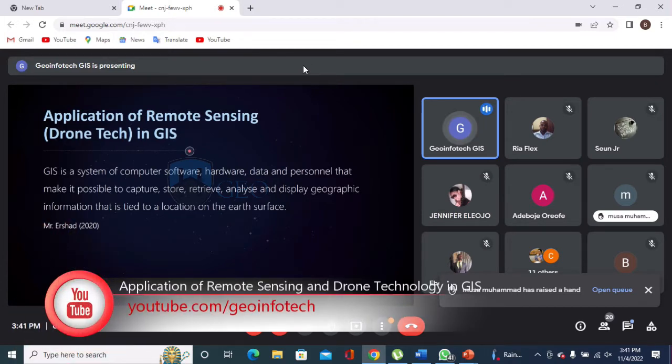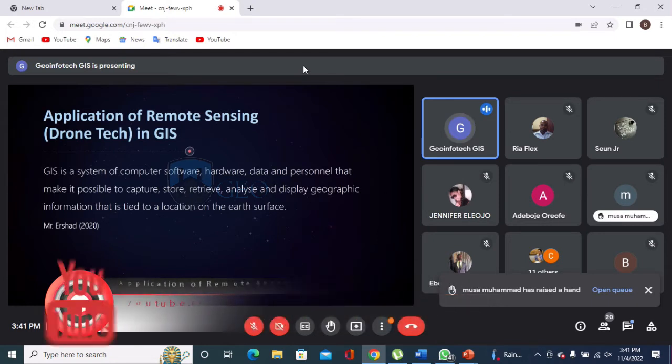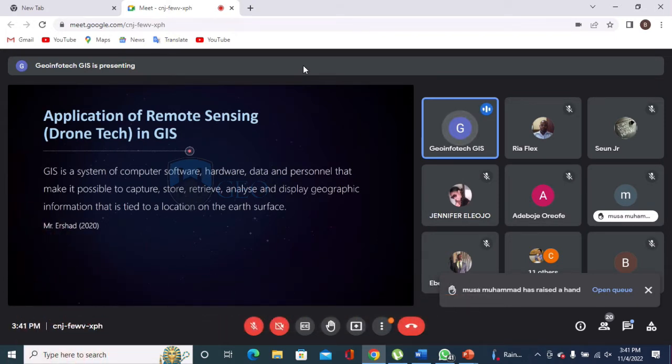So whatever it is that you are capturing, what? Geographic information. Whatever you are storing, geographic information. Whatever you're analyzing, geographic information. And whatever you are displaying, what? You are displaying what? Geographic information. I hope you understand where we are going. Okay? You are displaying geographic information.